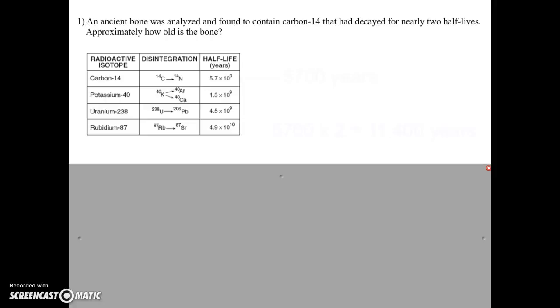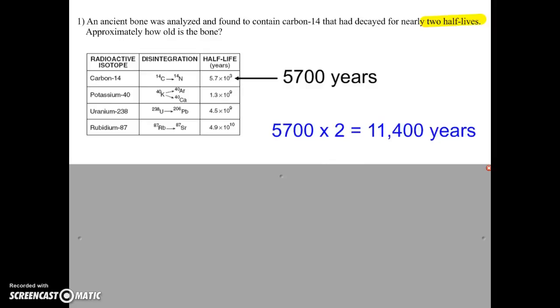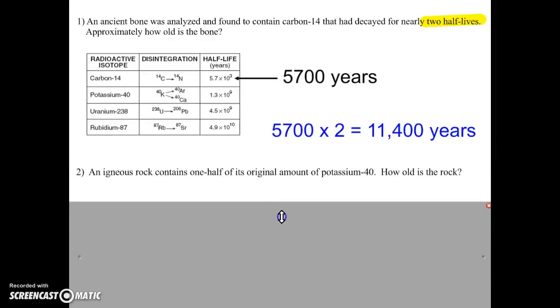Okay, question 1. An ancient bone was found and analyzed and found to contain carbon-14 that had decayed for nearly 2 half-lives. They want to know how old the bone is. Well, we know that 1 half-life for carbon is 5,700 years. So if it has gone through 2 half-lives, it means it went through that 2 times. So 5,700 times 2 is going to equal 11,400 years.